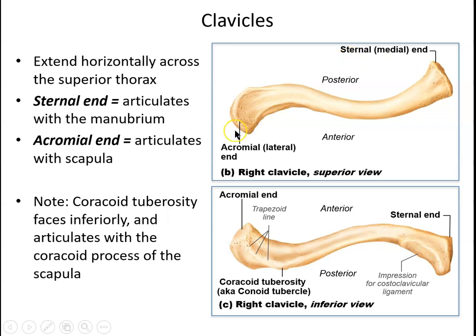So we start with the clavicles. The clavicle bones have two ends, so they have a sternal end and what we call an acromial end. You may remember, since you've been studying body regions, there's an acromial region. That's your shoulder. The acromial end is the part that is close to your scapula and your shoulder.